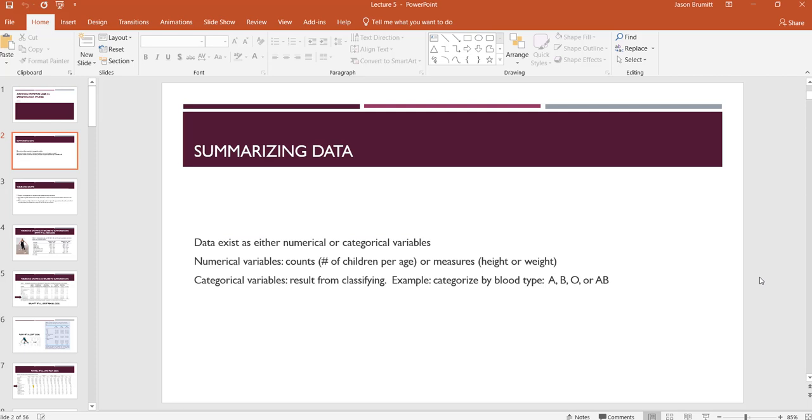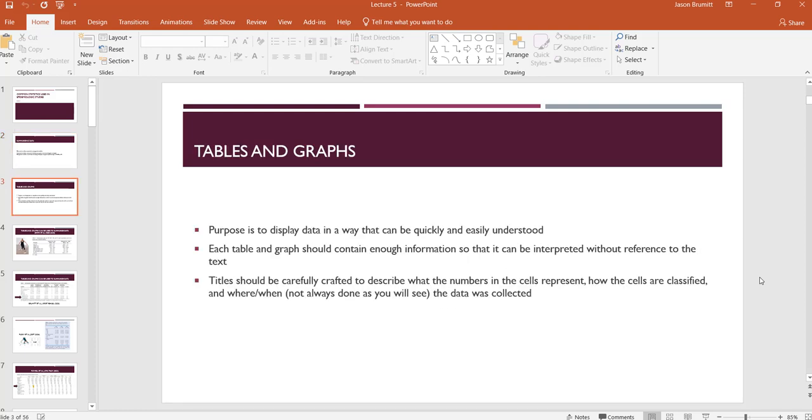And many things that you have done in some of your biostatistics classes already are going to be important within any type of epidemiologic study that you do. Summarizing data, for example. Data exists as either numerical or categorical variables. Numerical variables include counts, like the number of children per age, or measures like height or weight. And categorical variables result from classifying, for example, categorizing by blood type, like A, B, O, or AB. So you may, within an EPI paper, summarize data.